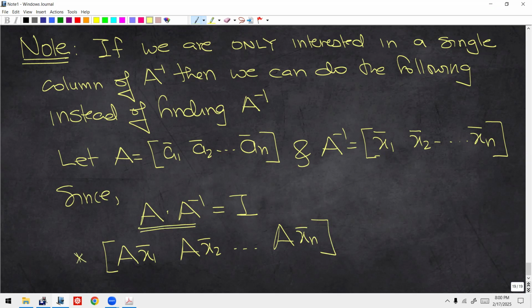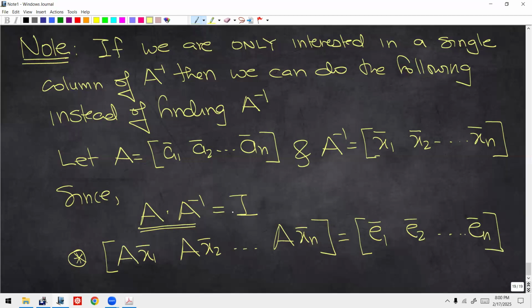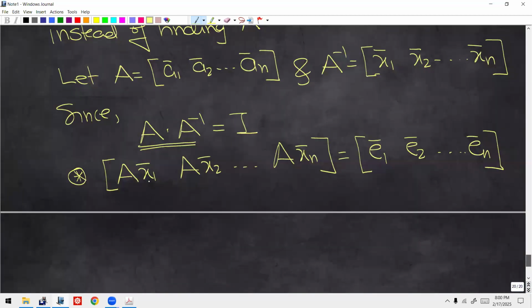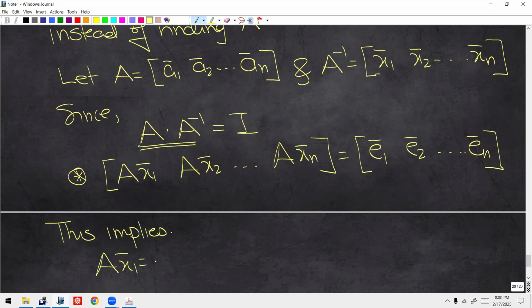So if you multiply these two matrices, that's just doing this. This was the theoretical way to multiply two matrices. And on the right, we have E. Well, E is E1, E2, dot, dot, dot, En. If you recall, each column of the identity is called the E1 vector, E2 vector, E3 vector. Each column has a label. These two are exactly the same. So what does that tell us? This implies AX1 should equal E1.